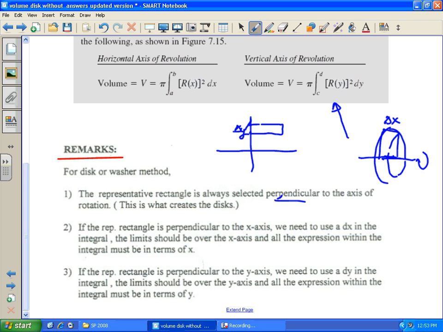Again, by making this a requirement, hopefully I'm helping you to set up the problem correctly, because if you see that in front of it, a delta y, then there's less room for error. Everything has to be set up in terms of the y variable.